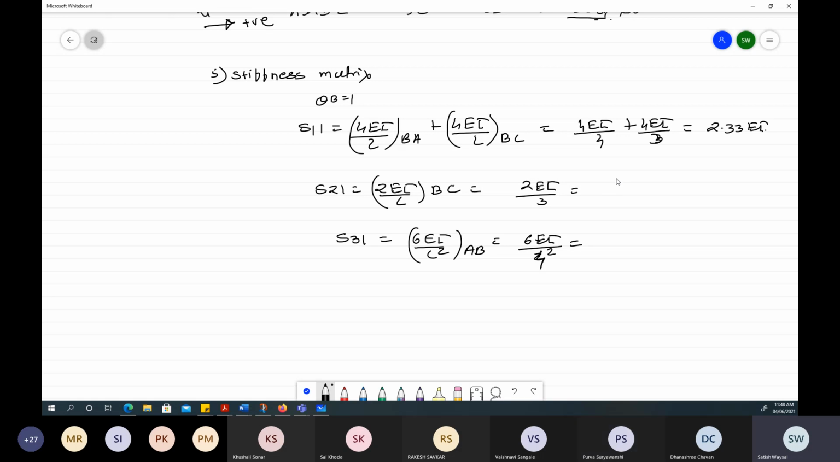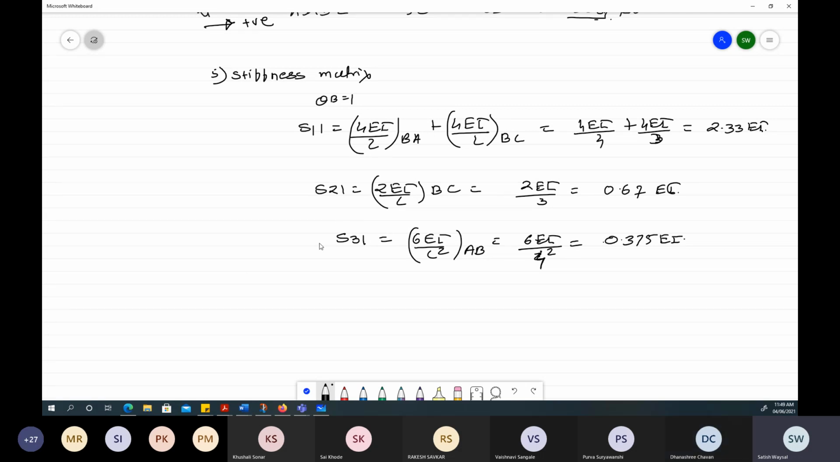0.66 EI. You can have S31 equals 0.375 EI. Just to make this correction, because later on the answers will have some differences. Are all people getting these answers? Can anybody reply? Yes, sir, same. Okay. Yes, Dhanush.